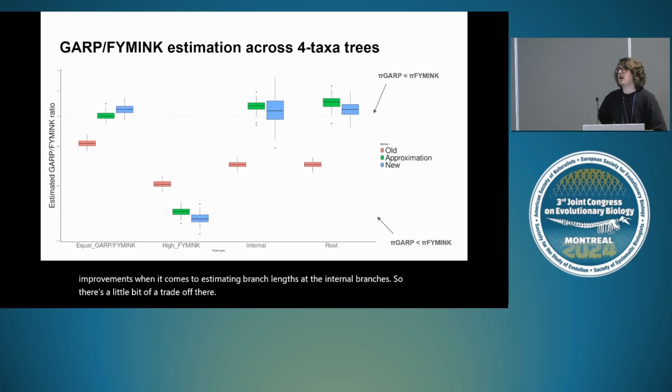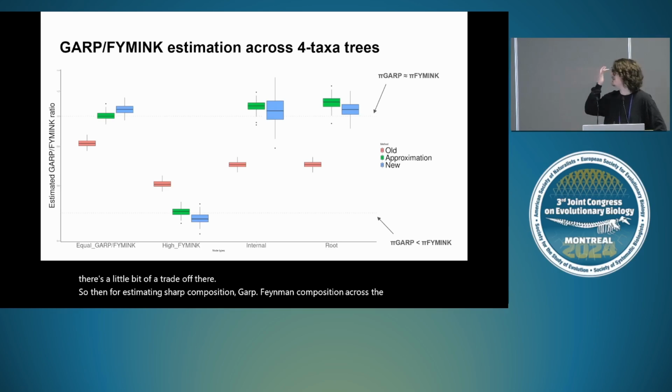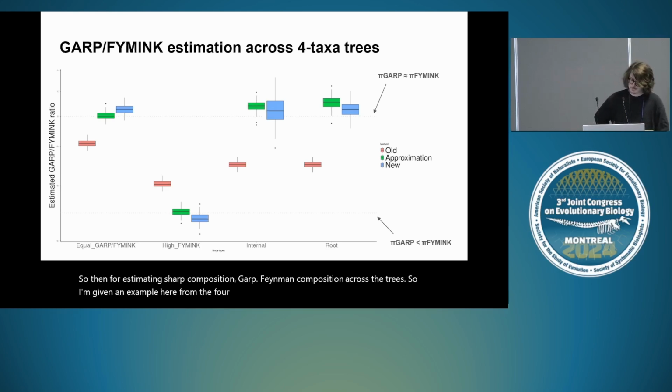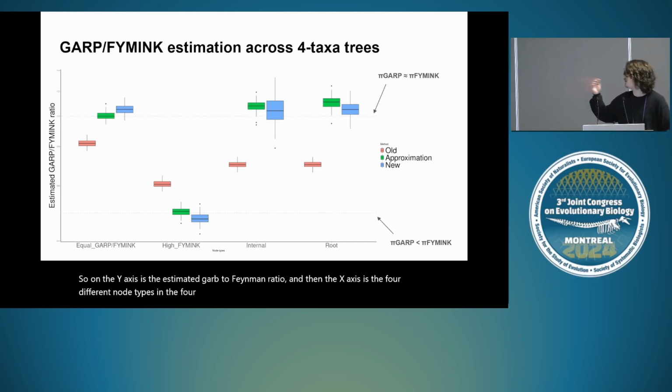So then for estimating GARP Phylogenomics composition across the trees, I'm giving an example here from the 4 taxa trees. This box plot is from 100 4 taxa replicates. On the y-axis is the estimated GARP to Phylogenomics ratio, and the x-axis is the 4 different node types in the 4 taxa trees. So we have equal GARP Phylogenomics on the left, followed by high Phylogenomics, then our internal and root nodes on the right.